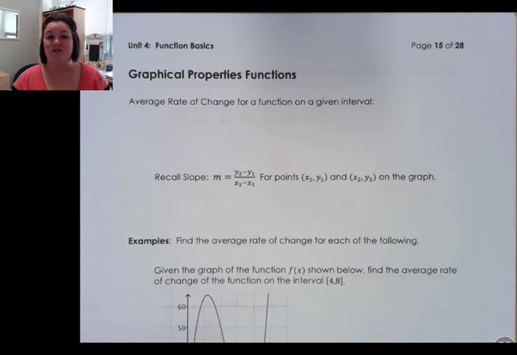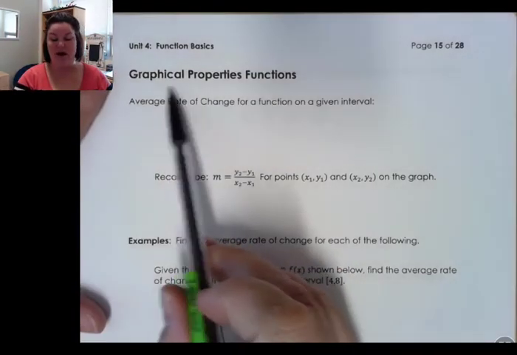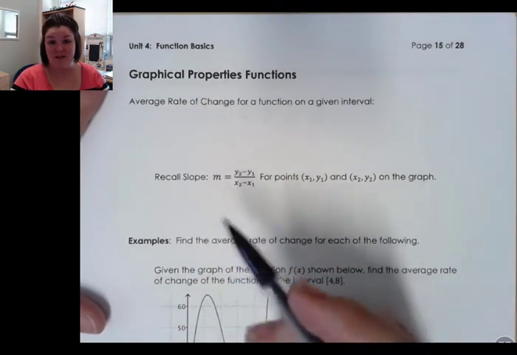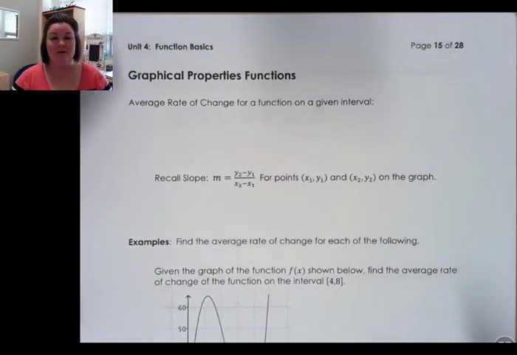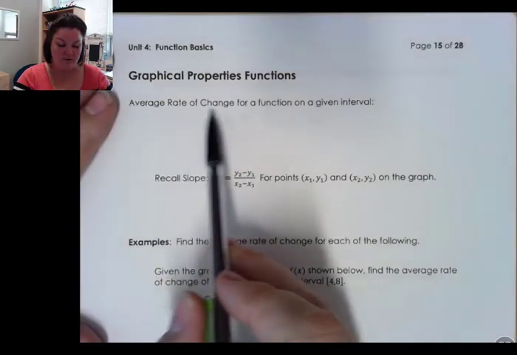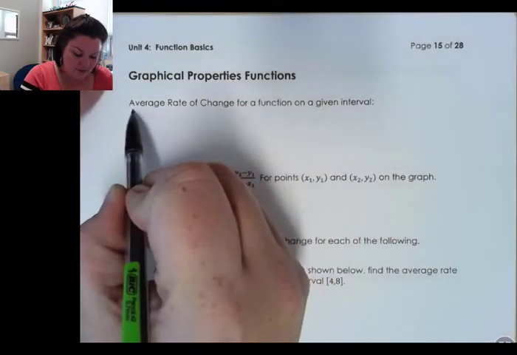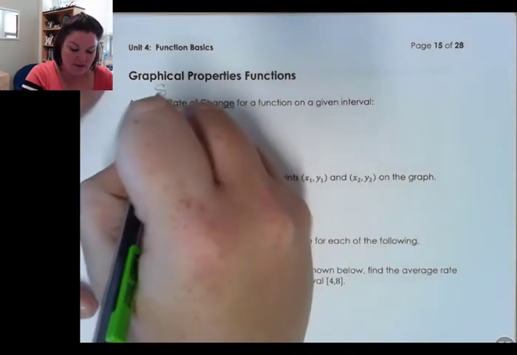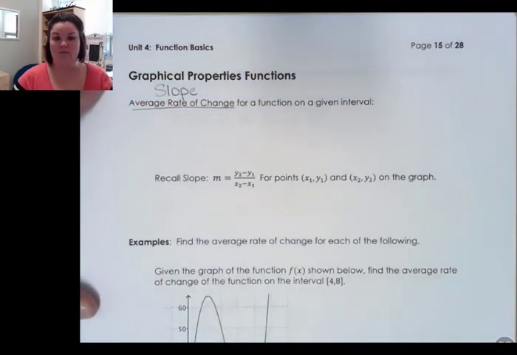So we are going to move forward in Unit 4, and we're going to be looking at graphical properties of functions, okay? And what we're really going to focus on here is just how we can use this idea of the rate of change or slope on actual functions that are not straight lines by focusing in on just an interval, okay? So the average rate of change, anytime that you see that, you should be thinking slope, okay?